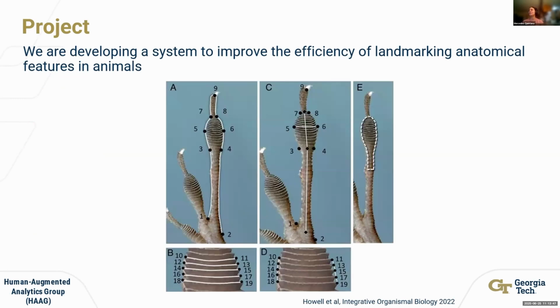So we're developing a system to improve the efficiency of landmarking anatomical features in animals. These black dots here on the screen are our landmarks. I took this from a study that is looking at the difference in toe pads between lizards that live in the city versus lizards that live in the forest. This is really helpful because it tells us how different regions are coaxing different evolutionary physical traits in lizards, and how well these lizards are surviving in that habitat.